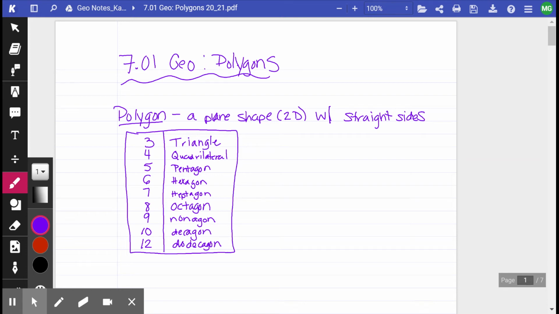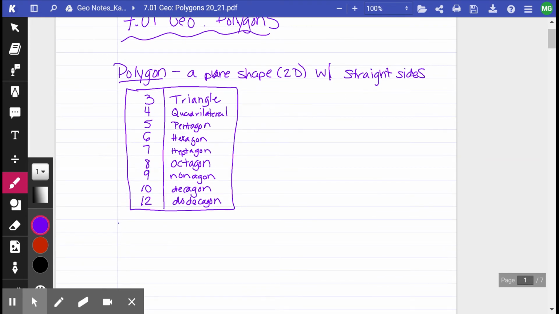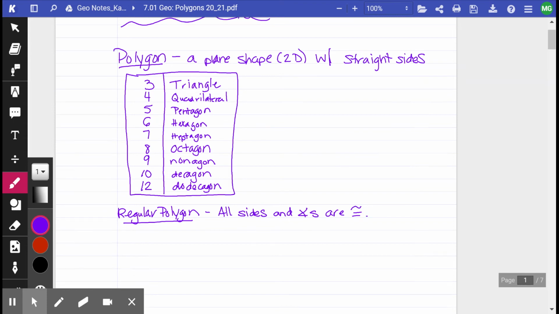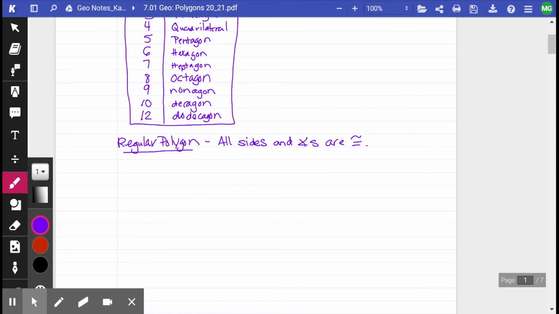All right, so now let's talk more specifically about a regular polygon, which comes up quite frequently. And you guys should have seen this in the younger grades as well. A regular polygon means it's a polygon with all sides congruent and all angles congruent. All sides and angles are congruent, are equal. And then we're going to go over some formulas.